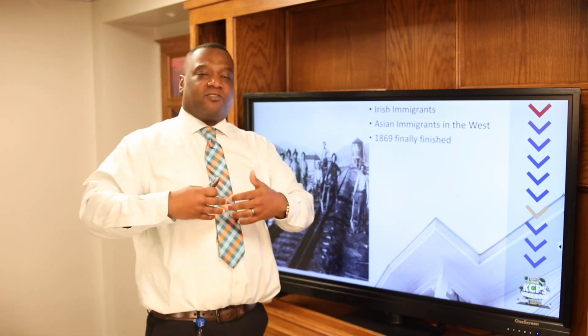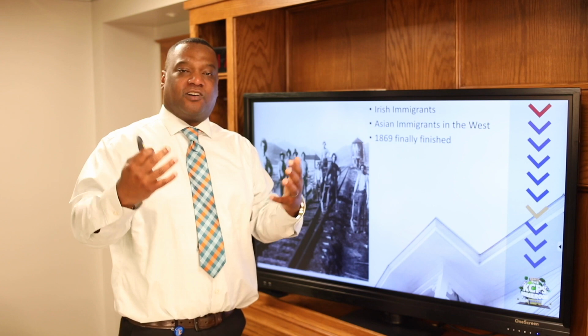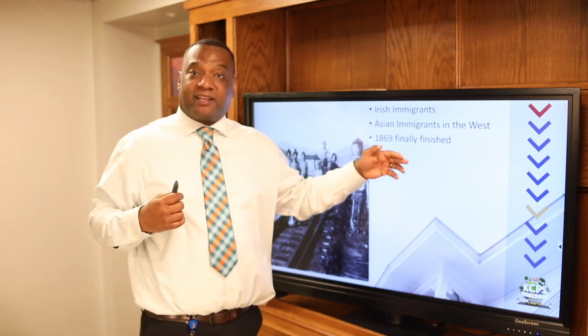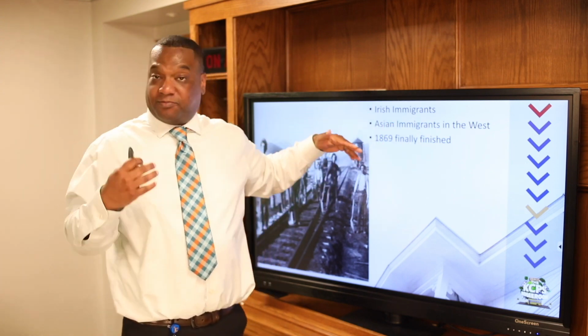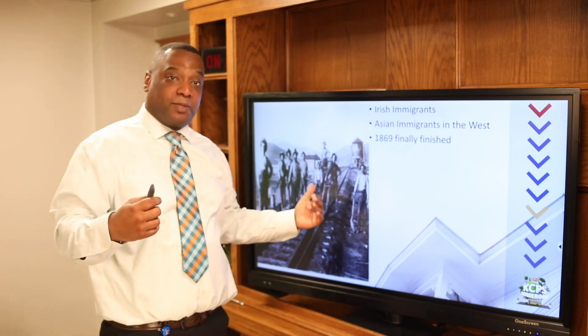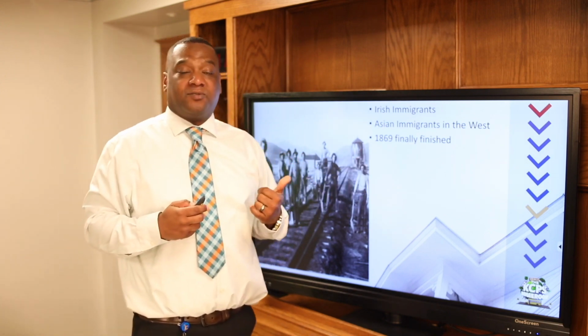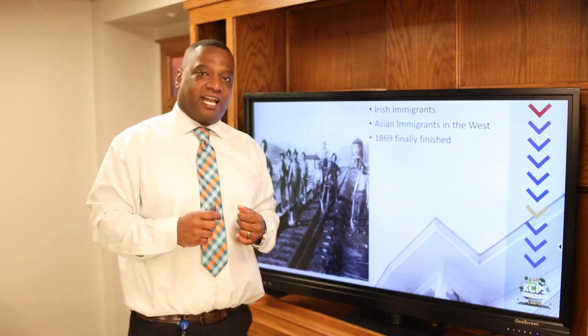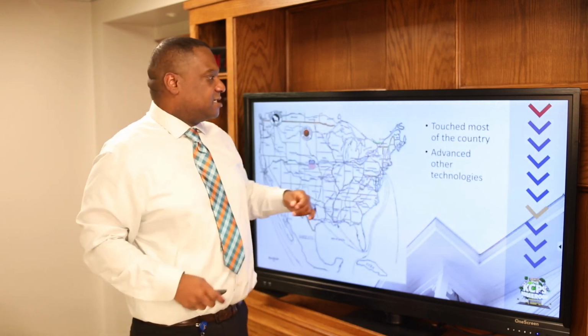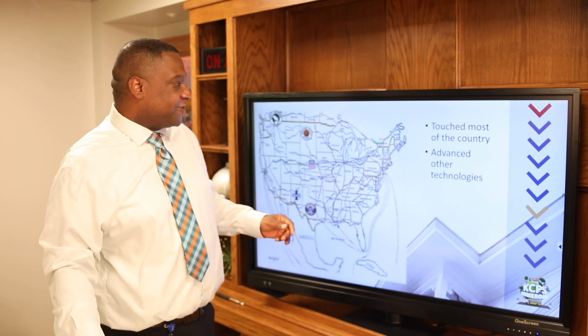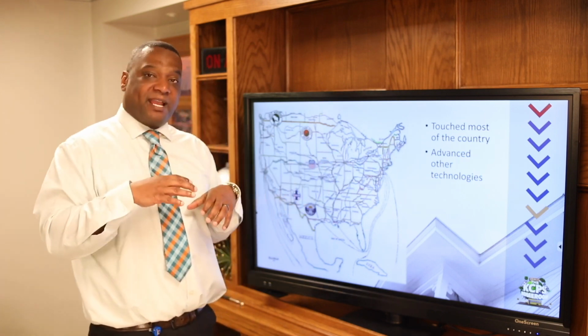So as this process went on, you start seeing new Americans have an economic impact on building the railroad. In 1869, they finished at Promontory Point, Utah, where they drove the final nail in. Right? So the good thing is, the railroad touched most of America.